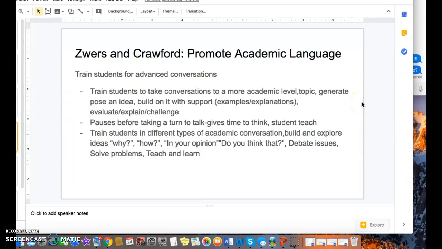To train students to take conversations to a more academic level topic, generate, pose an idea, build on it with support. So using examples, explanations, evaluate, explain, challenge. So a lot of times when you're asking students to explain or challenge themselves, it's giving them the opportunity to use academic language, either written or out loud. Also giving students a chance to pause before taking a turn, to give students the opportunity to think. When you give students that pause, it allows them time to process either new academic language taught to them or maybe academic language that they can talk to.